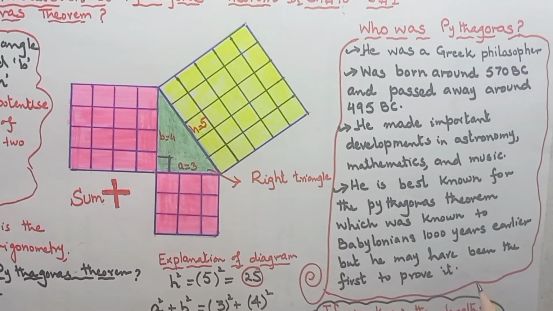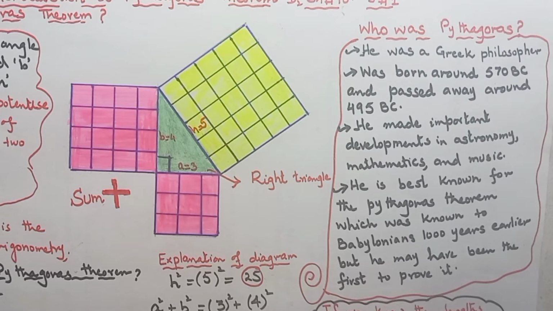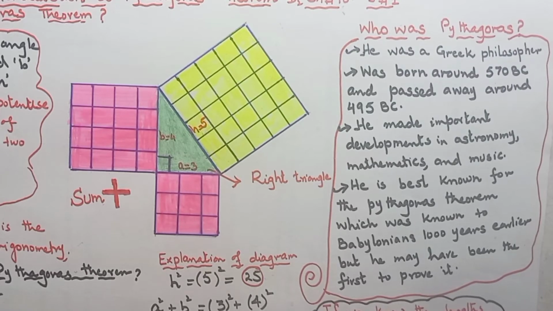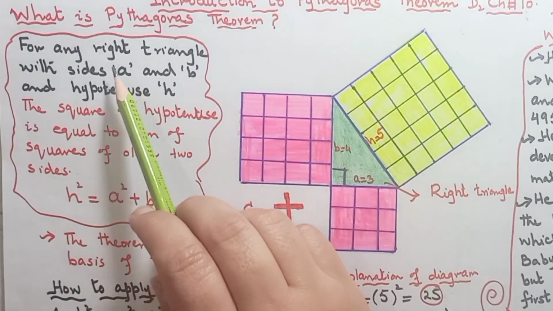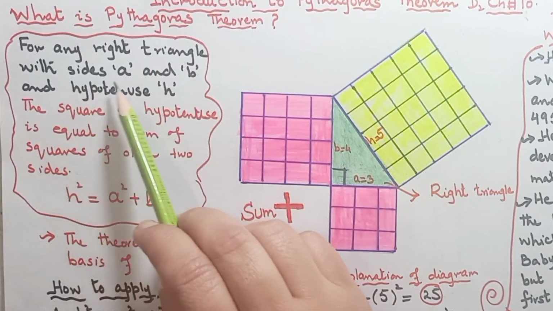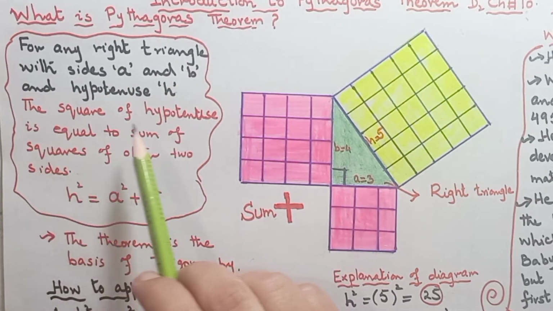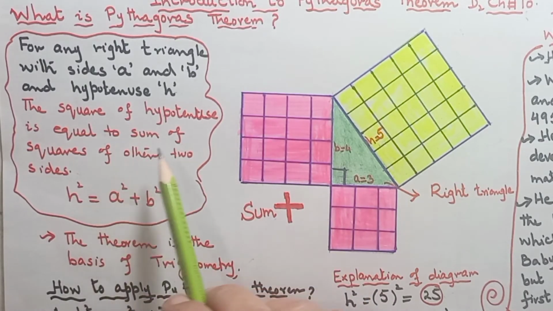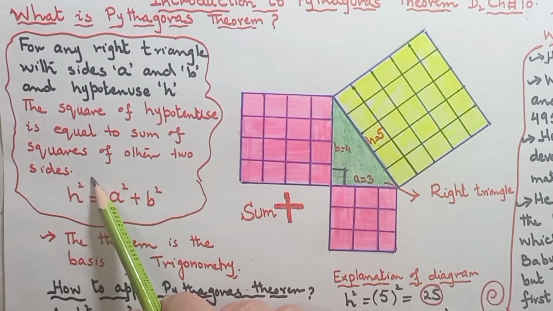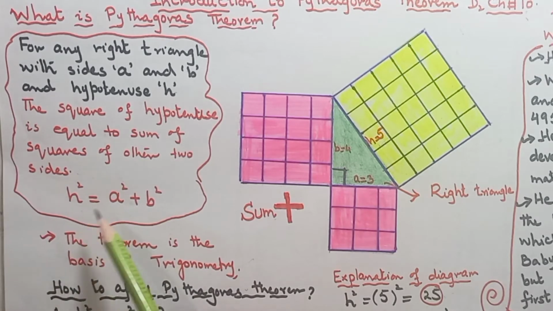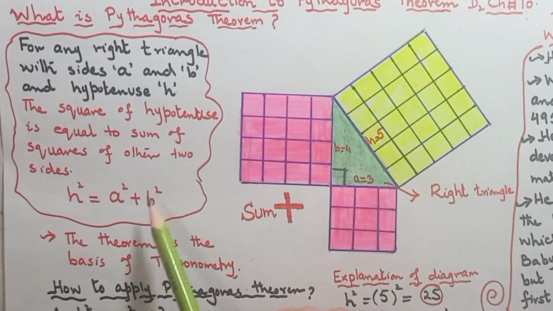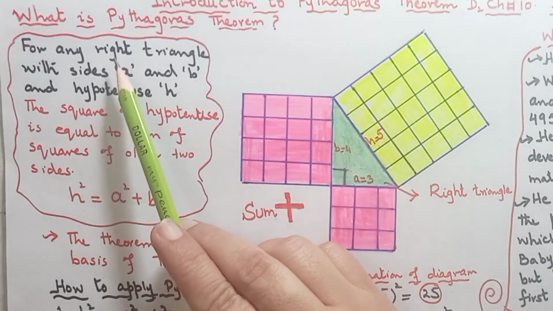Coming to the question: what is the Pythagoras theorem, why is it important, and on what type of geometrical figure is this theorem applicable? Let's move to the statement of the theorem. The theorem says that for any right triangle with sides A and B and hypotenuse H, the square of the hypotenuse is equal to the sum of the squares of the other two sides. That is, H square equals A square plus B square. Let's read the theorem from the beginning.